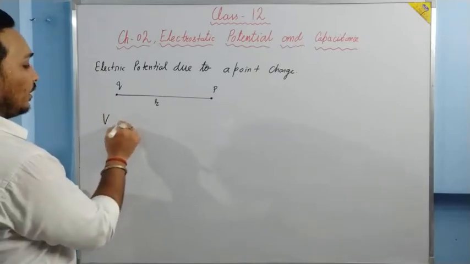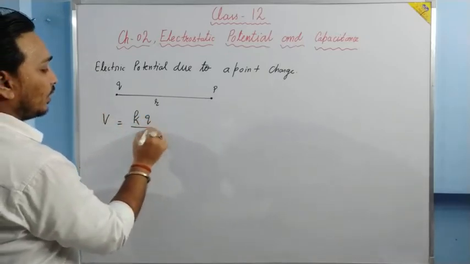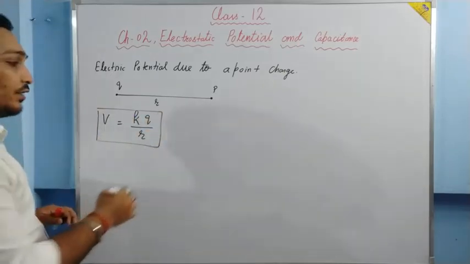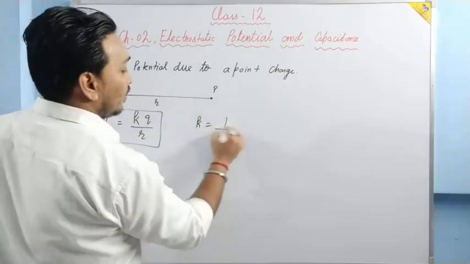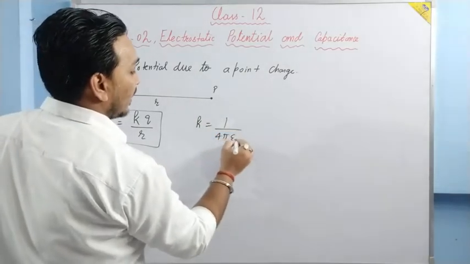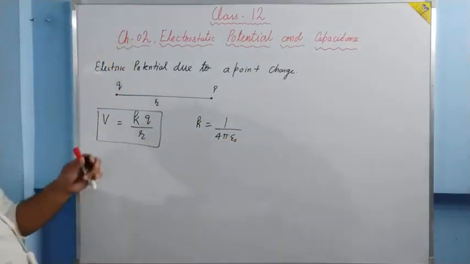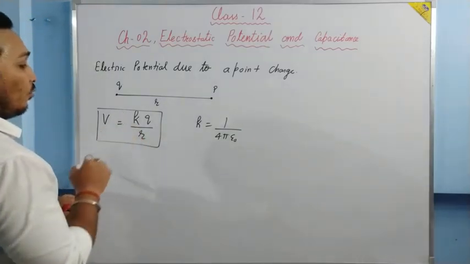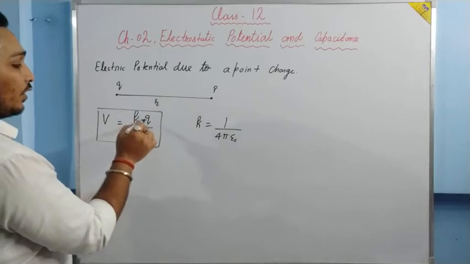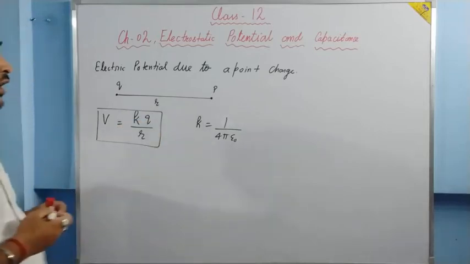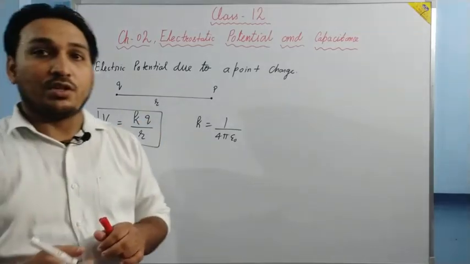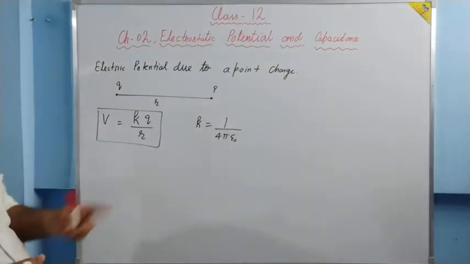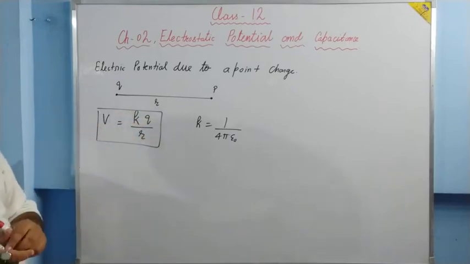We already studied that the formula is given by KQ upon r. K is a constant and its value is 1 upon 4 pi epsilon naught. Q is the charge, r is the distance. One more very important thing: if this Q is negative, we have to put minus Q here, because in potential energy and electric potential, we always put the charges with their sign.